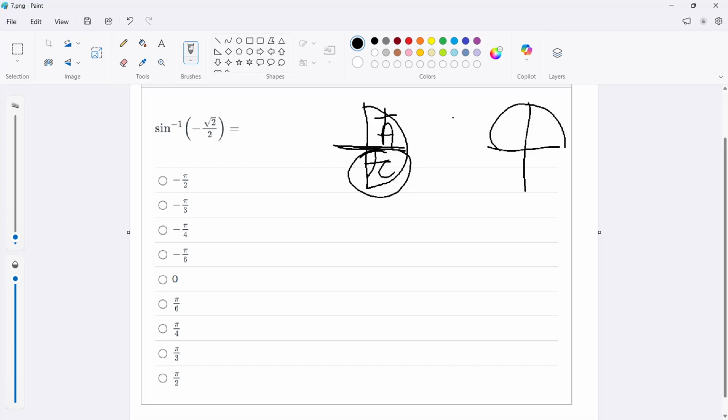Sine of some angle is square root of 2 over 2, or arc sine of negative square root of 2 over 2 is negative. And then square root of 2 over 2 is pi over 4. So it's negative pi over 4.